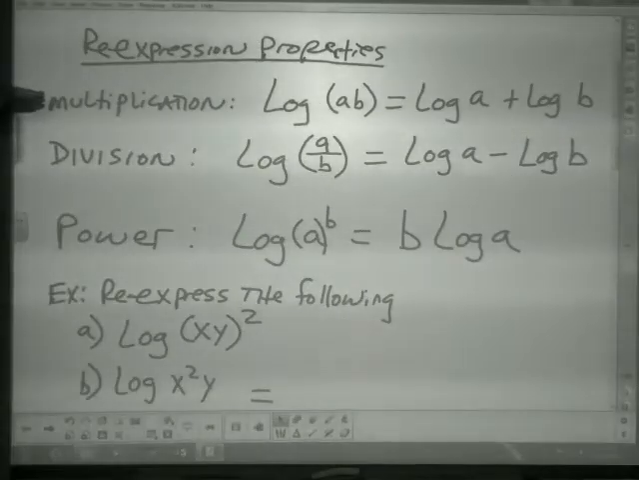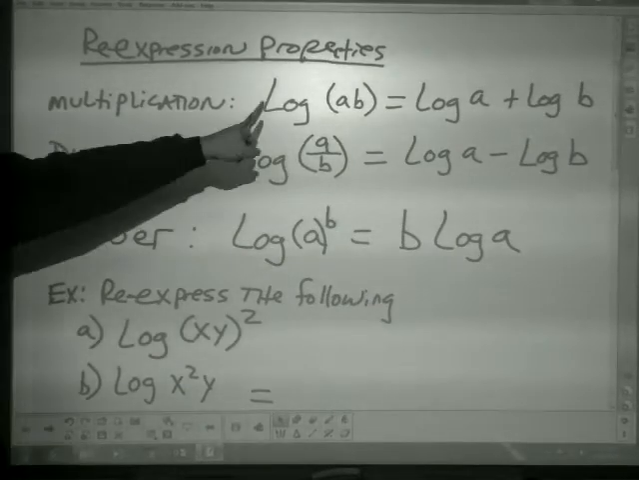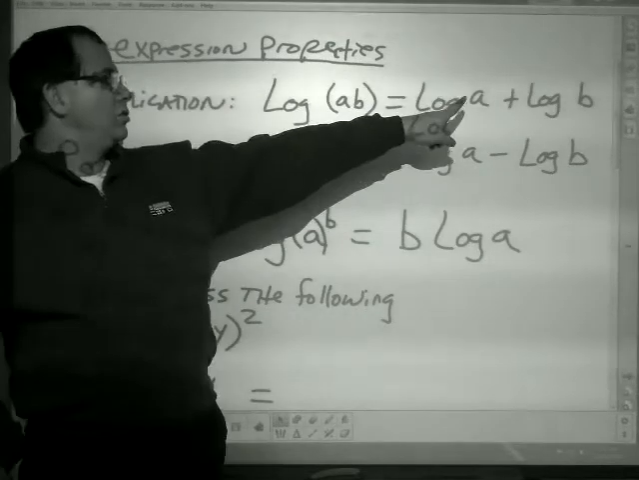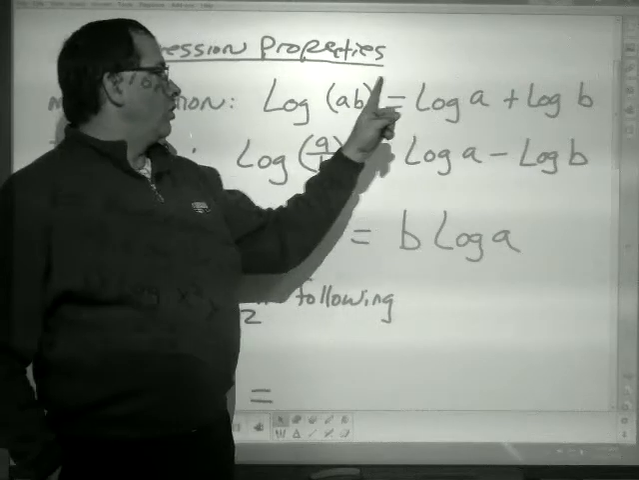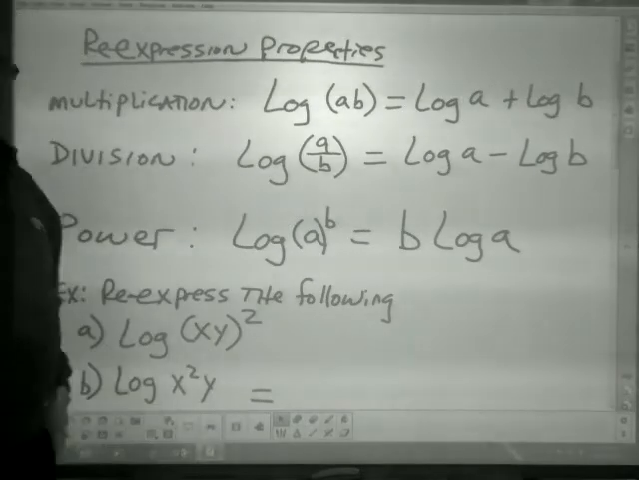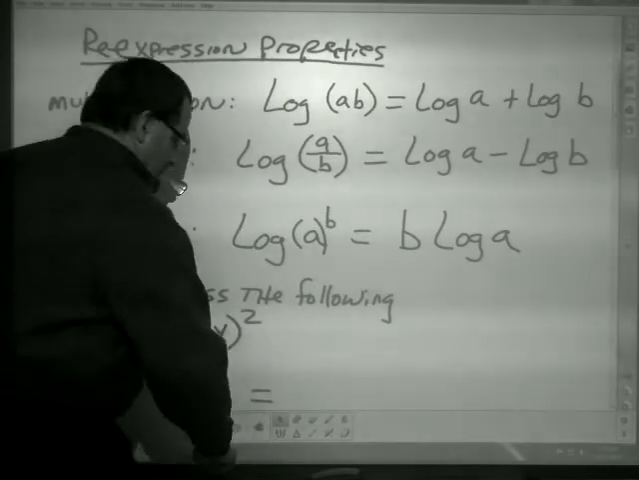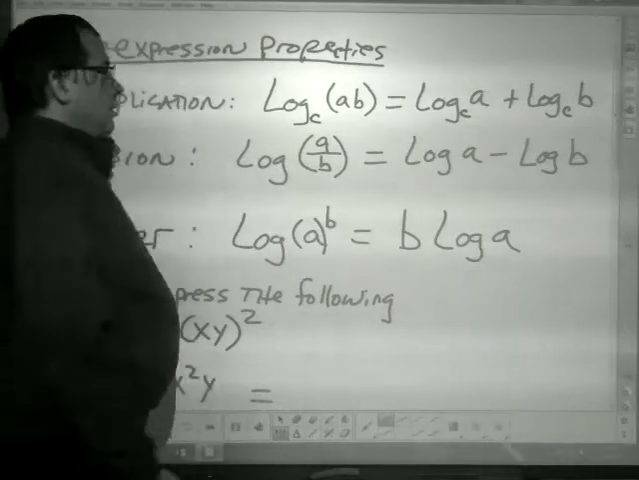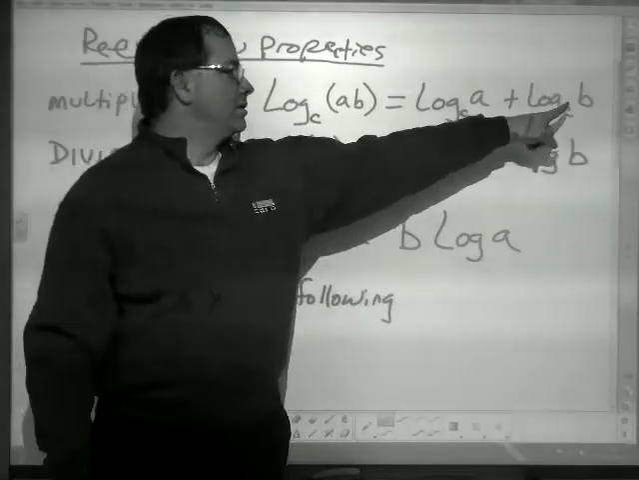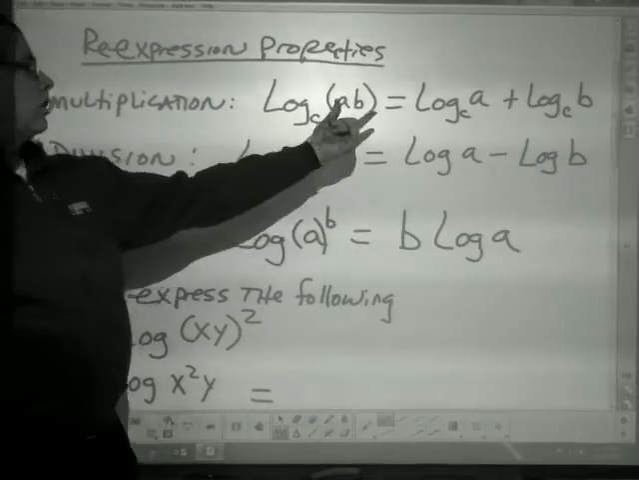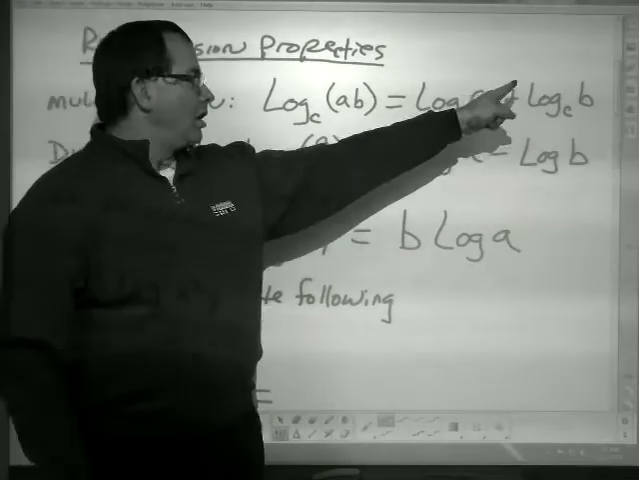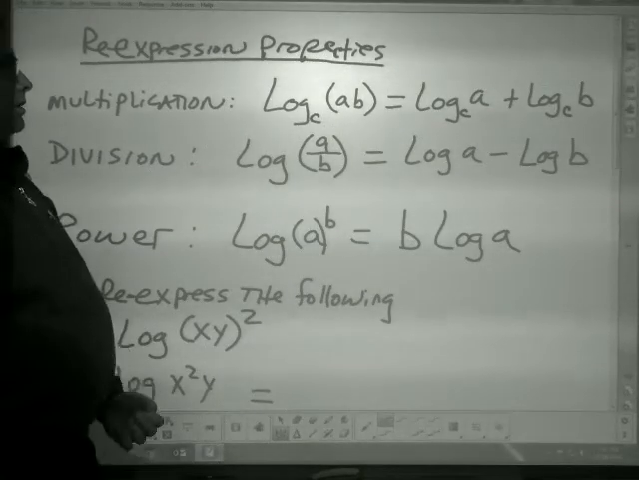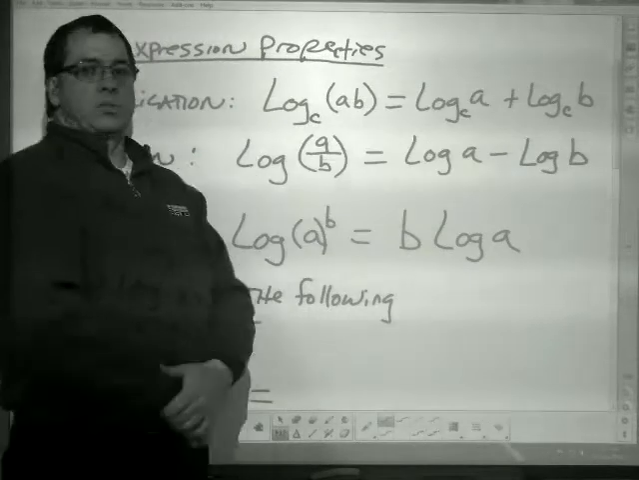We have the multiplication property, which says the log of a product is equal to the sum of the individual logs of those two items. All right? And it doesn't matter what the base is. You can have any base here, but these bases are the same. The log of a product equals the sum of those two independent logs. So a product goes to plus.